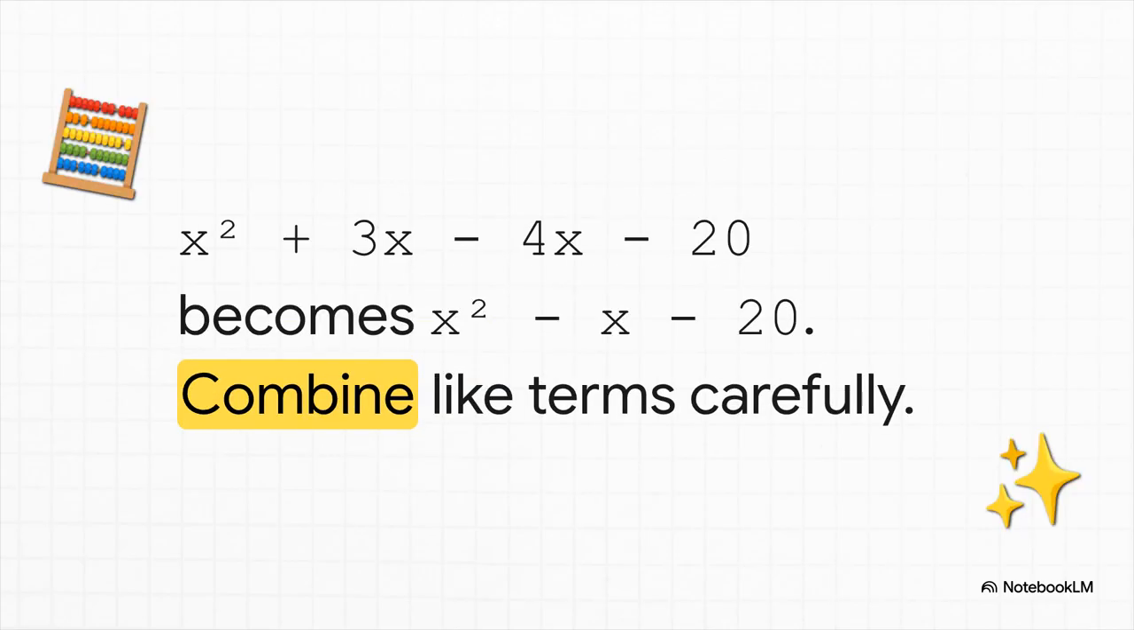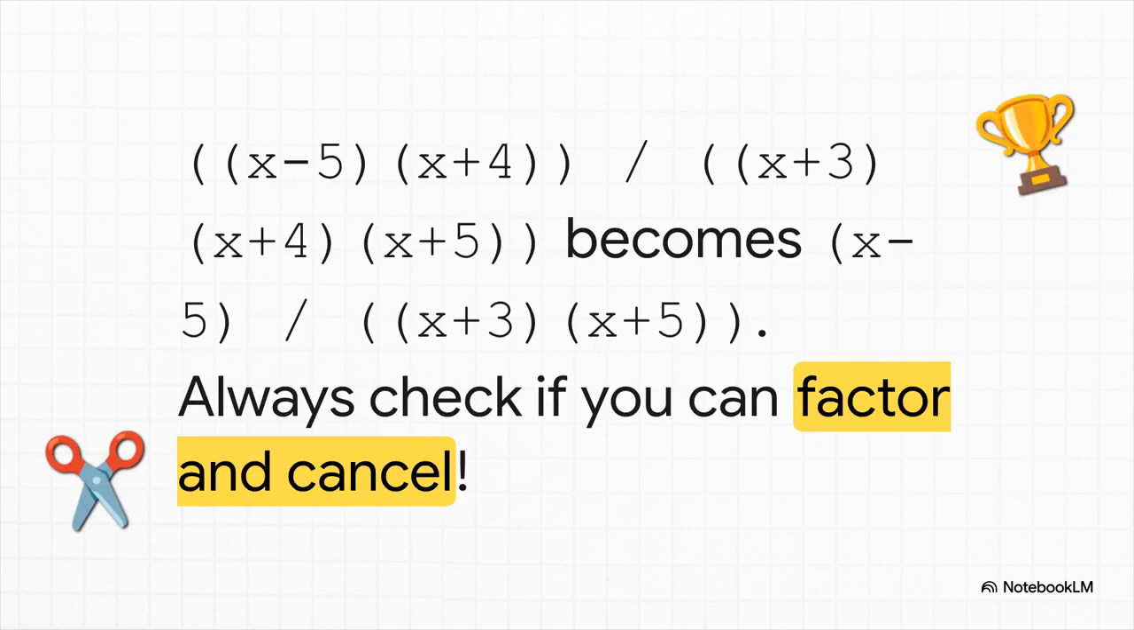Now we just clean up the numerator. We distribute the x to get x squared plus 3x. Then, and here's the critical part, we distribute the negative 4 to get negative 4x minus 20. Then we combine the middle terms. 3x minus 4x gives us that negative x. And for the final part of step 4, we simplify the whole fraction.